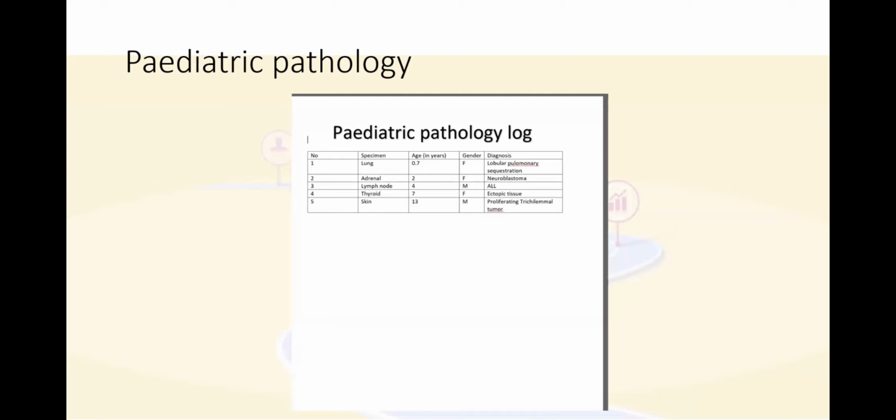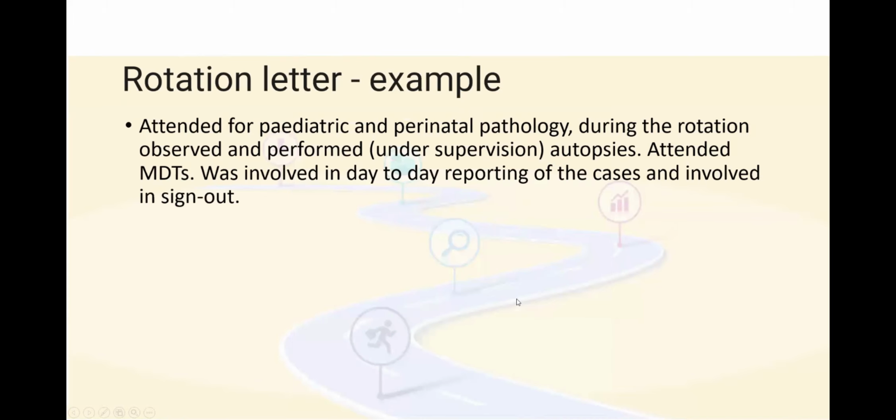how to make it more robust. If you feel that any place is missing, like you feel a bit deficient in any, how to do that. So this is again an example. This is not a signpost or something. She or he attended the pediatric or perinatal pathology, and during the rotation, they observed and performed autopsies, pediatric, and I have just given you for the pediatric. But then you can say attended MDTs, was involved in day-to-day reporting.